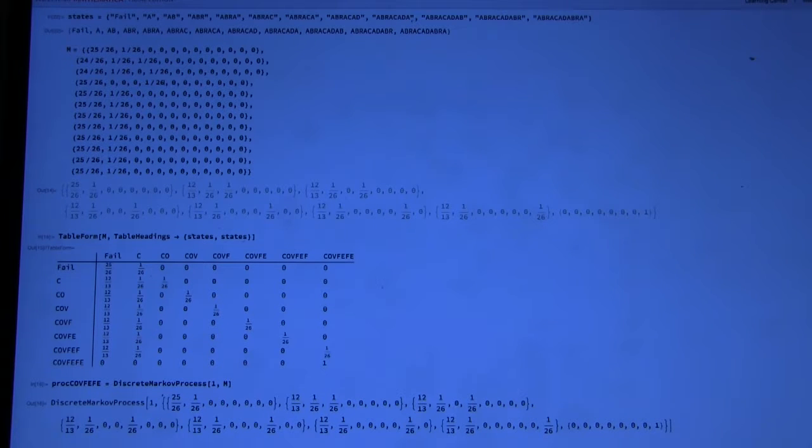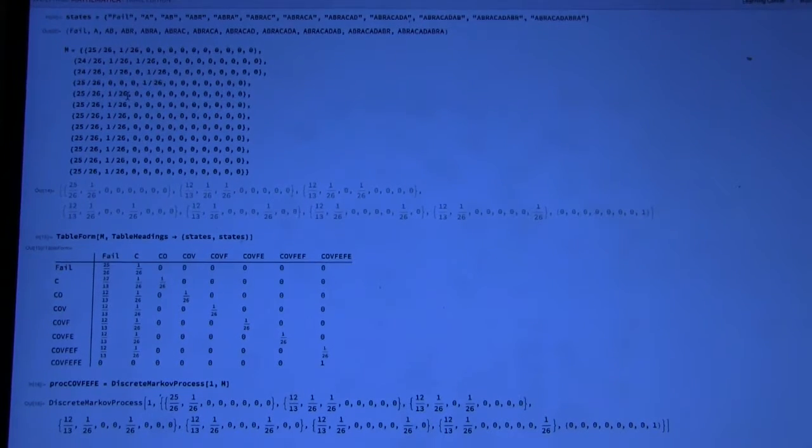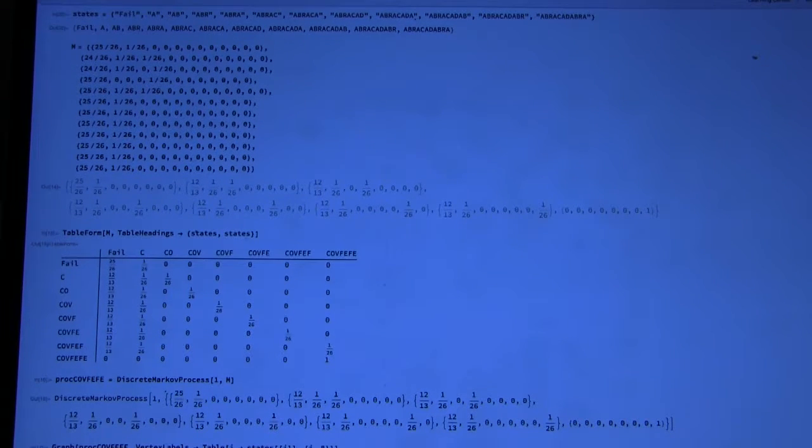So that's ABR. ABR can only go to fail and ABRA. Yep. Okay? What about ABRA? You can go to A, if you type in A. You can go to AB. Interesting. You can go to AB. And then you can go to ABRAC. So there's A, there's AB, and then ABRAC is 1, 2, 3, 4, 5 in the letters.